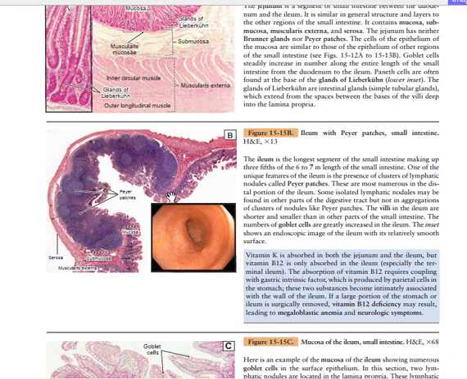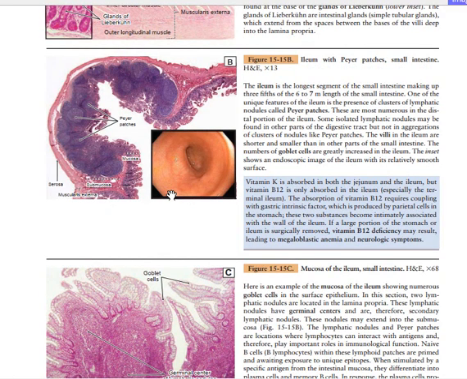vitamin B12 is only absorbed at the terminal part of the ileum, especially the terminal ileum. The absorption of vitamin B12 requires the coupling of the intrinsic factor that is produced by the parietal cells. So we have a coupling of vitamin B12 and the intrinsic factor from the parietal cell. These two substances together allow vitamin B12 to be absorbed at the level of the terminal ileum.